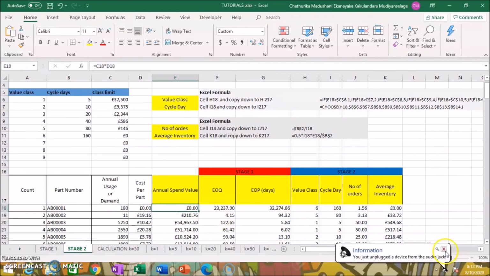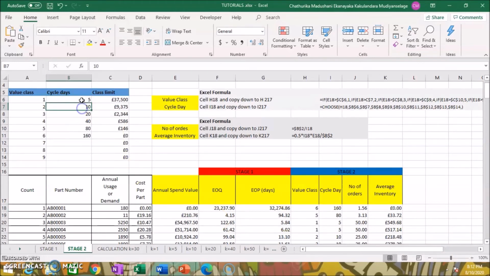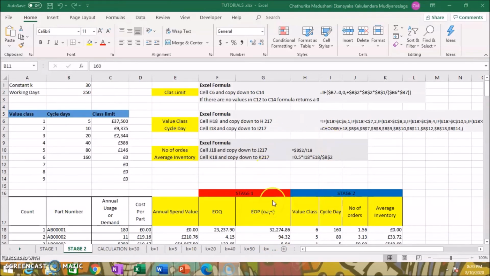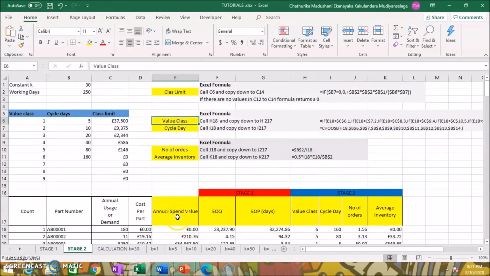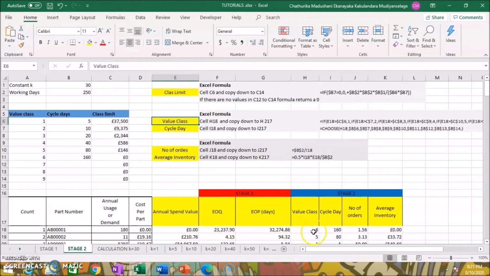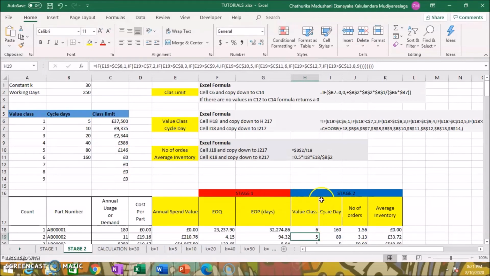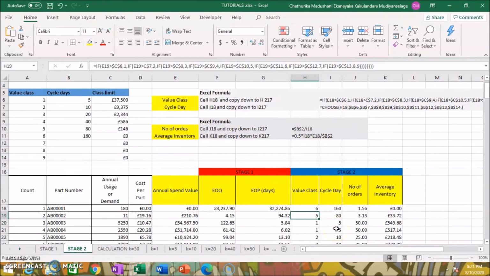and then choose the cycle days to match the value class. So here I already put the formula to classify each item based on annual spend value. Here, then you can copy it for all the items of the list, and the same with cycle days.